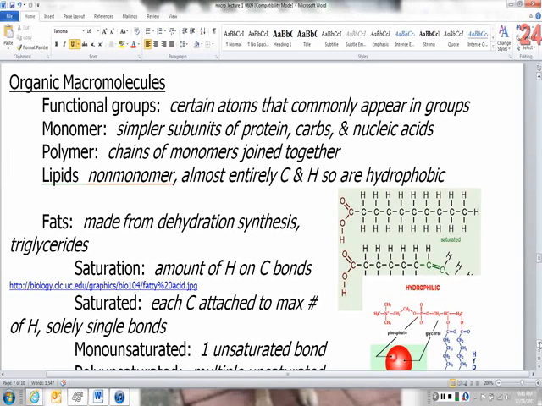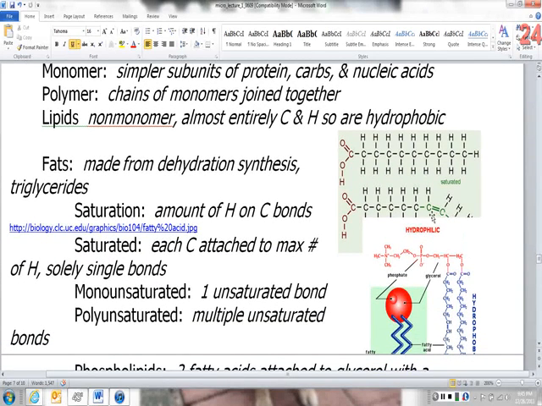In fats, we are concerned about the saturation or amount of hydrogen in the carbons. When they are saturated, each carbon is attached to the maximum number of hydrogens and only has single bonds. When it is monounsaturated, there is one unsaturated bond, which will be a double or triple bond. When it is polyunsaturated, there are multiple unsaturated bonds. Typically, the more saturated the fat, the more stable and the less likely to interact with its environment.